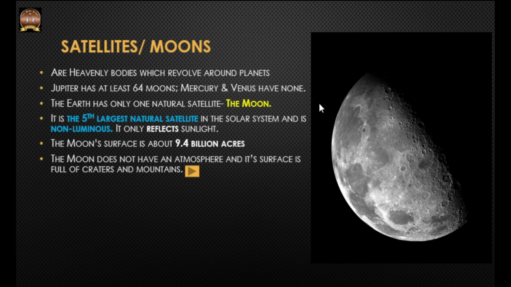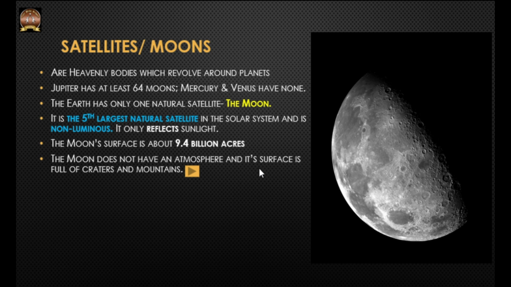The Moon is the fifth largest natural satellite in the solar system and is non-luminous like all the other satellites. That is, it only reflects the sunlight and does not produce its own light. The Moon's surface is about 9.4 billion acres. As large as that might sound, this area is actually smaller than that of the continent of Asia.